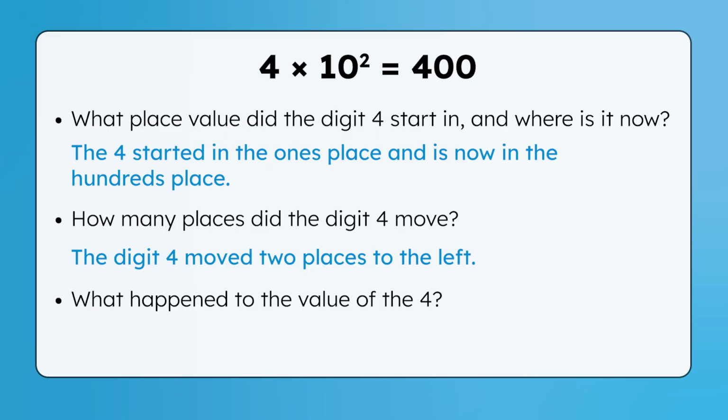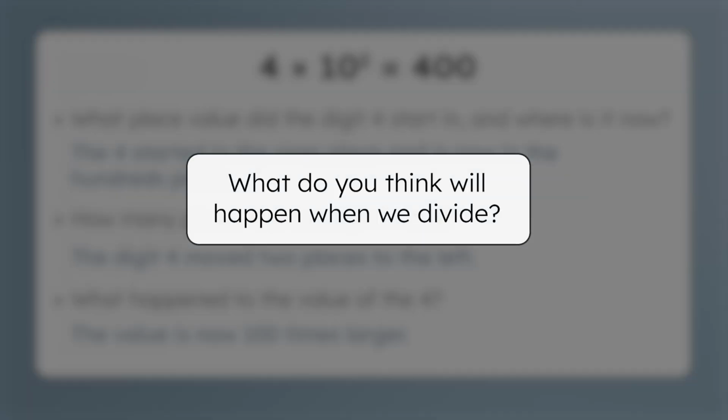And what happened to the value of the digit 4? We went from 4 to 400, so it's now 100 times larger. So, multiplying by a power of 10 shifts the digits to the left and increases the value of the digit. What do you think will happen when we divide?